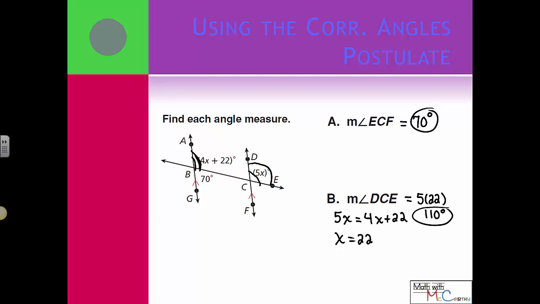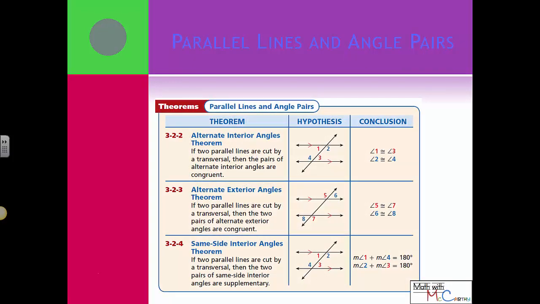And that was just using the corresponding angles postulate. If 2 parallel lines are cut by a transversal, then the pairs of corresponding angles are congruent. So here are the three theorems that we have in this particular section. There's one theorem that deals with alternate interior angles, one that deals with alternate exterior angles, and one that deals with same-side interior angles.